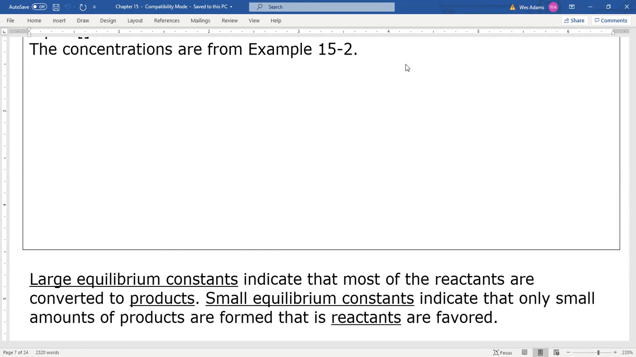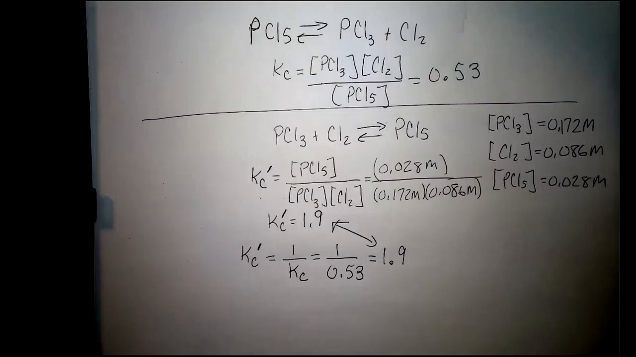Looking back at our problem, we can see that when we take the reciprocal, we get 1.9. So it's product favored, favoring the formation of PCl5. You still favor the formation of PCl5, but since this equilibrium constant is less than 1, we assume it's reactant favored.